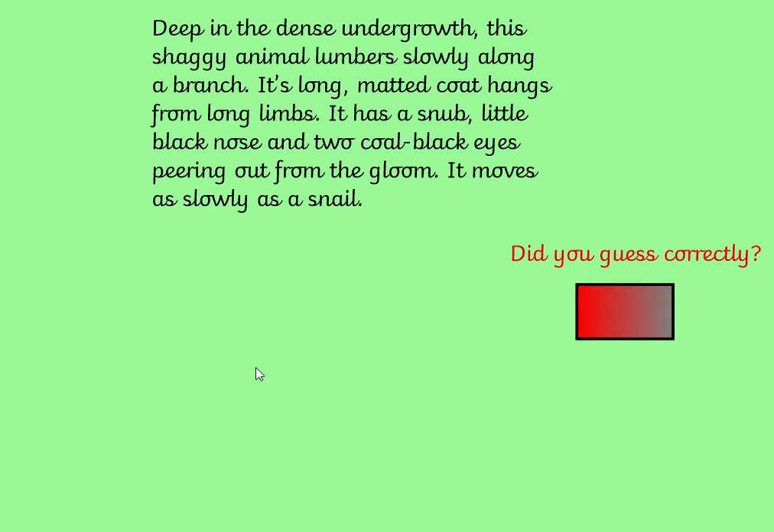Okay, so the second description. Deep in the dense undergrowth, this shaggy animal lumbers slowly along a branch. Its long, matted coat hangs from long limbs. It has a snub little black nose and 2 coal black eyes peering out from the gloom. It moves as slowly as a snail. Okay, again, you can pause the video, reread, have a go at sketching the animal, and then come back and see if you guessed correctly.